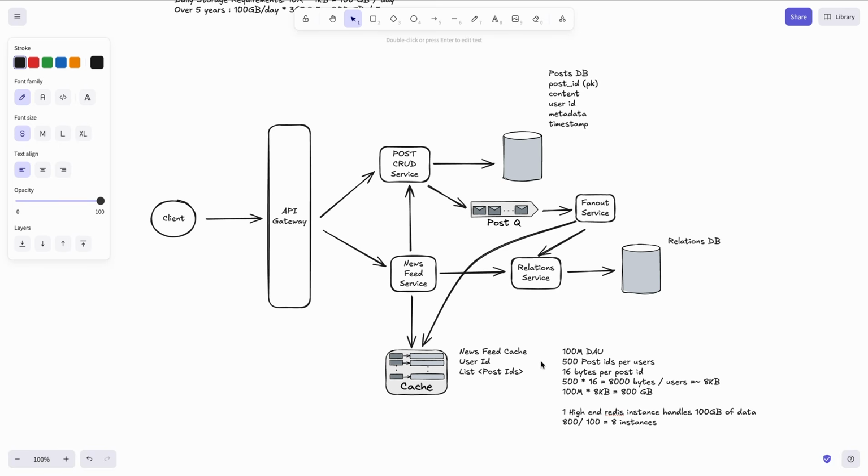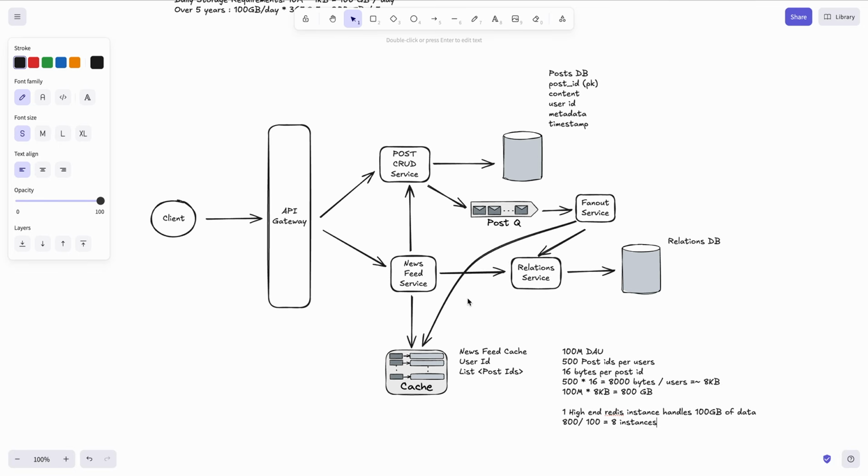So we have built a really great system. An issue with this approach is that, let's say there is a celebrity on our platform with millions of followers. A single post from them could overwhelm our fan out service. It would have to write that post ID to the newsfeed cache of millions of users all at once. So this is a classic thundering herd problem that can cause major performance issues.